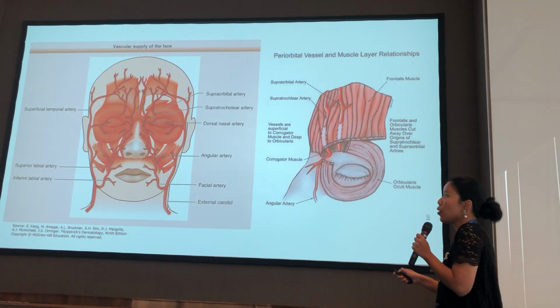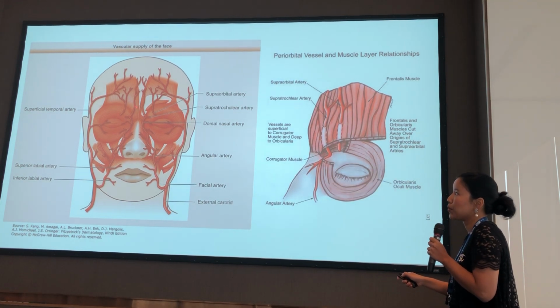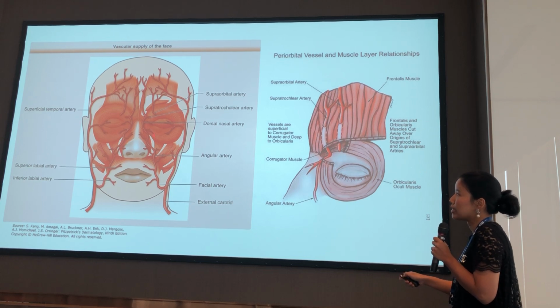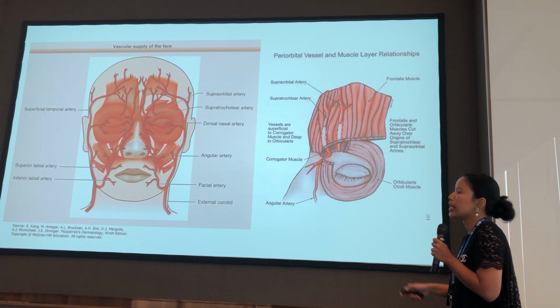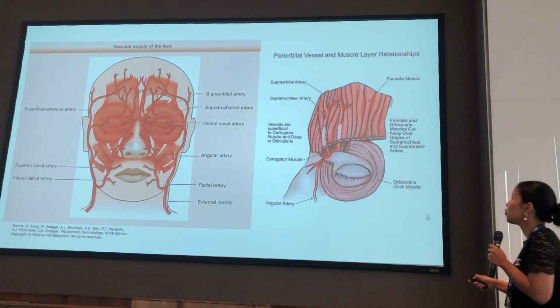So, okay, keep the scheme in mind. Remember here: supratrochlear, supraorbital, and the frontal branch of the superficial temporal artery. And you can see here, this is the angular artery and the dorsal nasal artery. They are all connected. And look at this picture.